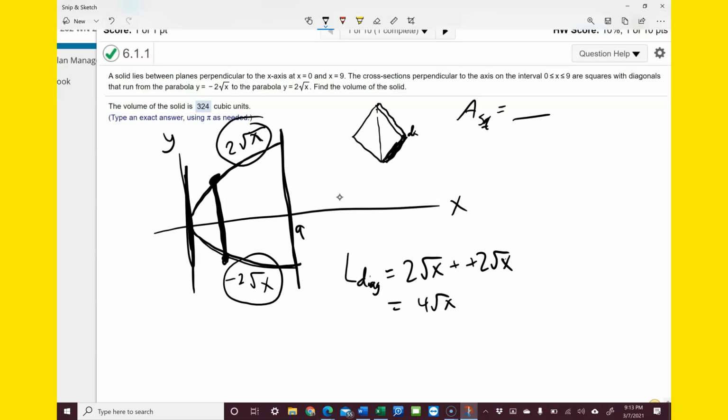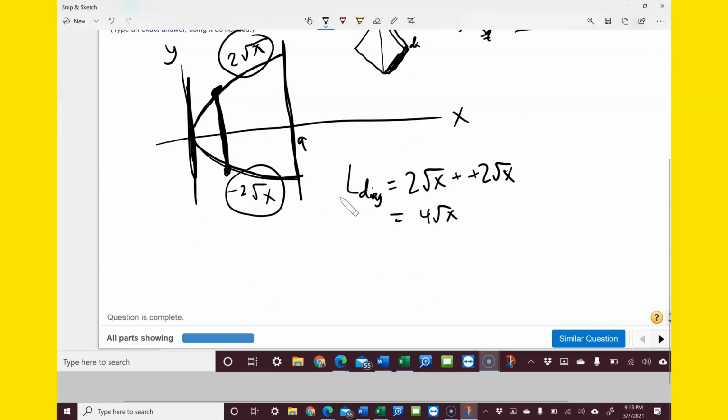Now, how do we get from diagonal length to area? Let me draw a picture of that. Okay, let's say we have a square right here. Let me draw a better square. Let me just draw a regular flat square. Okay, and I have this diagonal right here. And this is 4 square root x. Well, if I could get a side length from that, then the square of the side length is the area of the square. So I'm going to try to go that way.